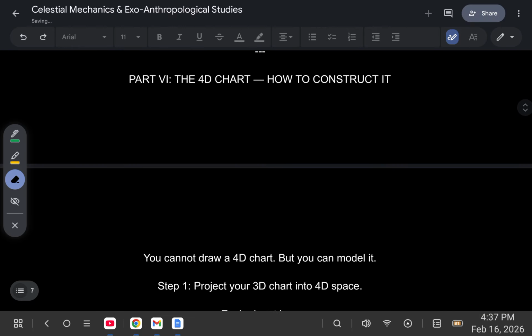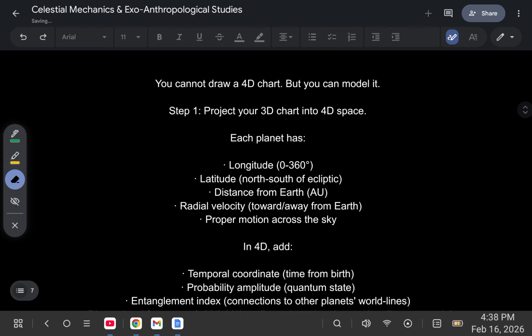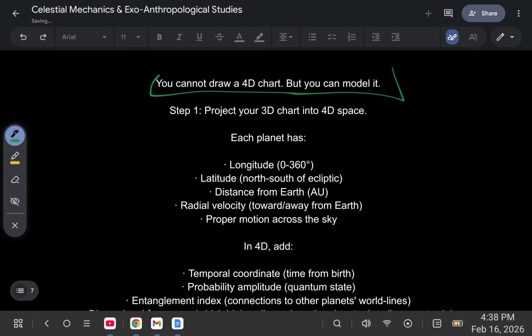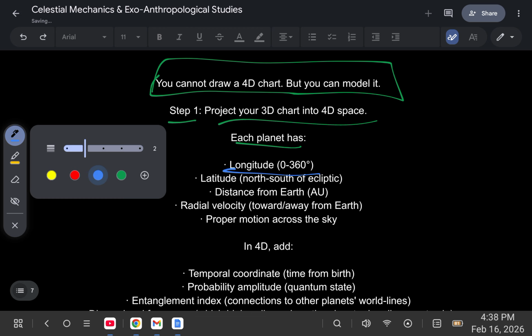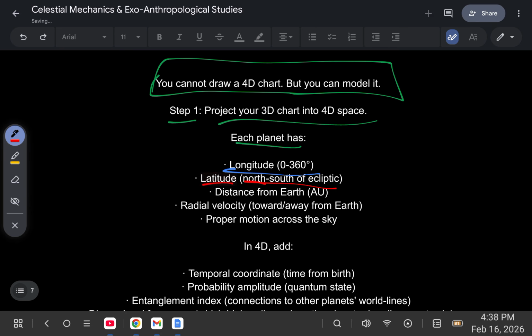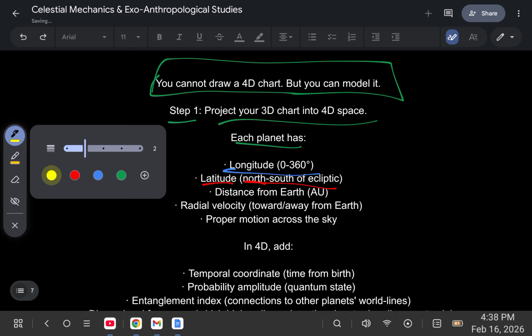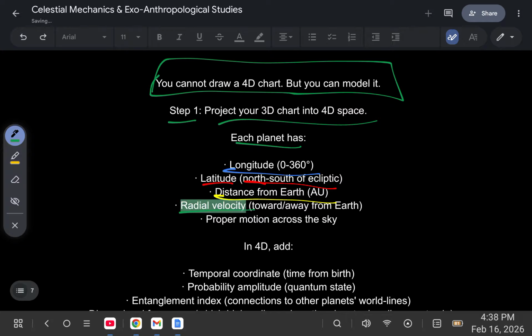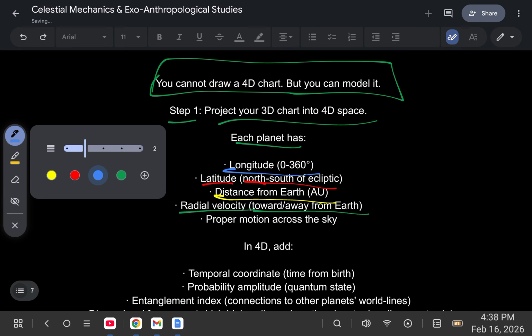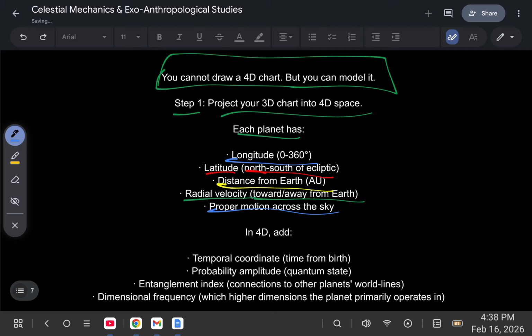Now let's look at the 4D chart and how to construct it. So first of all, you cannot draw a 4D chart, but you can model it. So our first step is projecting your 3D chart into 4D space. And each planet has what? Each planet has longitude, which is 0 through 360 degrees, latitude, north-south of ecliptic, distance from Earth in AU, radial velocity toward or away from Earth, and proper motion across the sky.